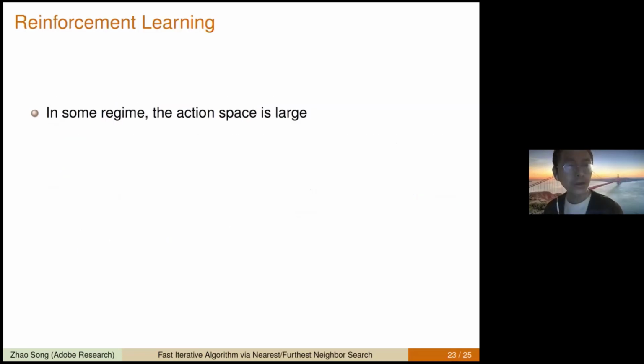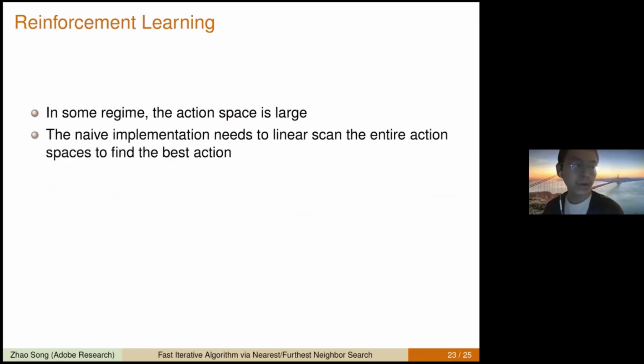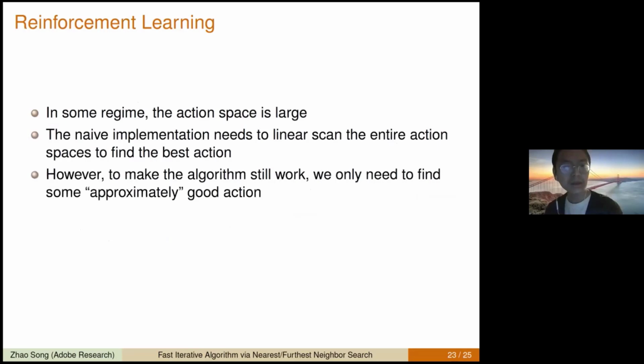Also, this idea can be used in some regimes of reinforcement learning where the action space is super huge. A naive implementation needs a linear scan of the entire action space to find the best action. Using our data structure, you only need to find an approximately good one, and the algorithm can still converge.